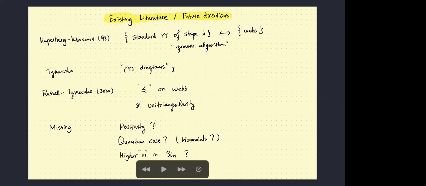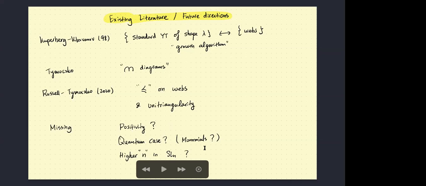But still, you might need to do some reductions using the relations. And then there are further results, by Russell and Tymoczko on arXiv last summer, that you can use, again, the partial order from the tableaux and transfer that to the webs. And they prove a similar unitriangularity result. And still, what's missing is the positivity result. So that's the one we really want to deal with. And also, for all these cases, the quantum case, and then for all the other SLn.